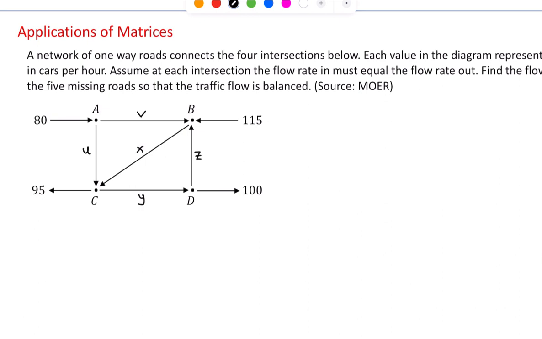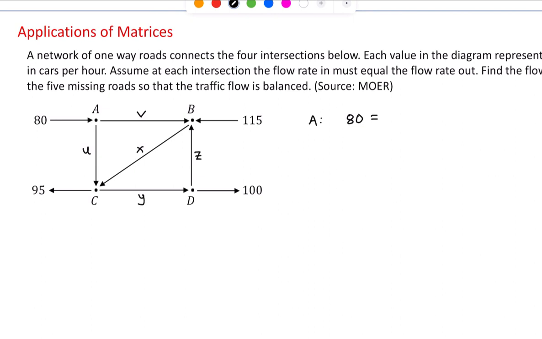Okay, so the flow rate into an intersection must equal the flow rate out. So let's focus on intersection A first. Looking at intersection A, we know that there's a flow rate in of 80 cars per hour, and the flow rate out, there's 2 different roads leading out of intersection A.